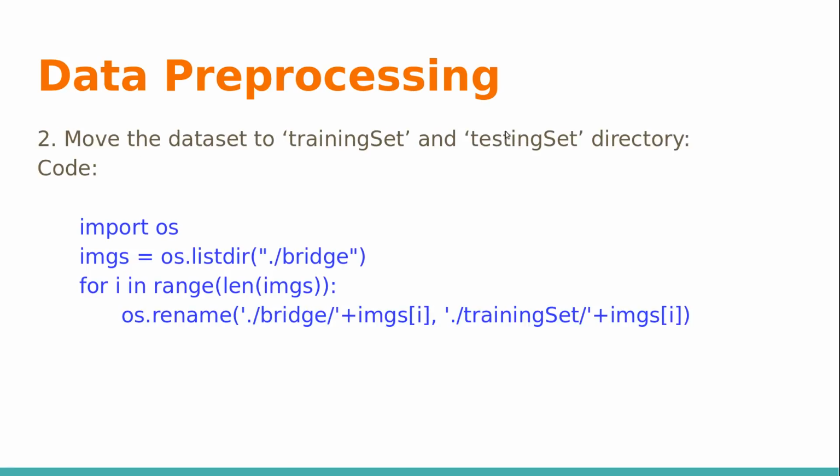Here is the second part of the data preprocessing. I split the total data into two parts. The first part is the training set, and the second part is the testing set. I just moved these two parts of data to two different directories. Here is the code.